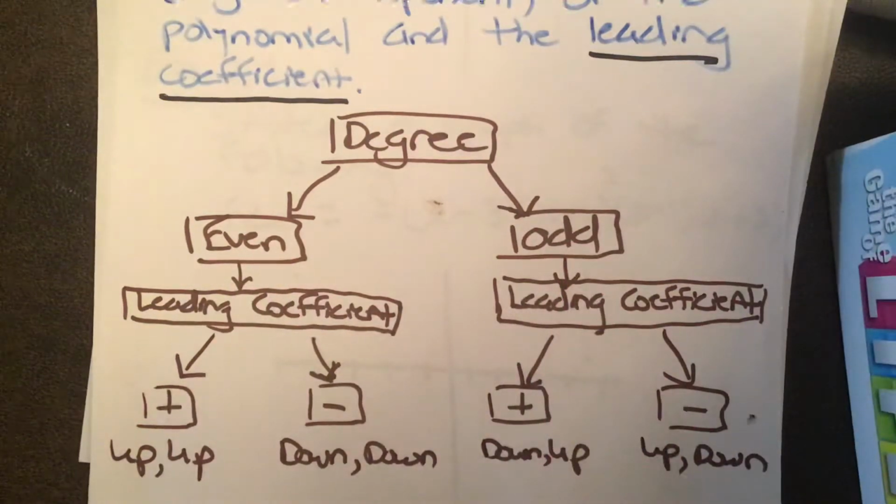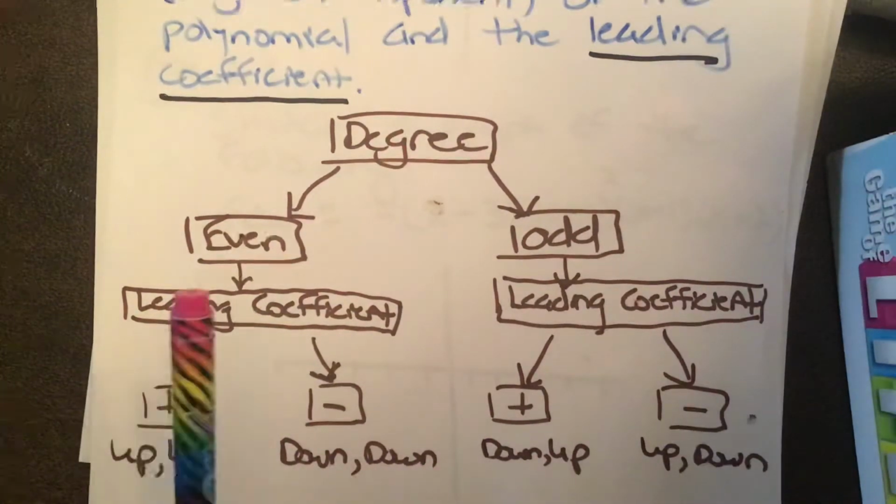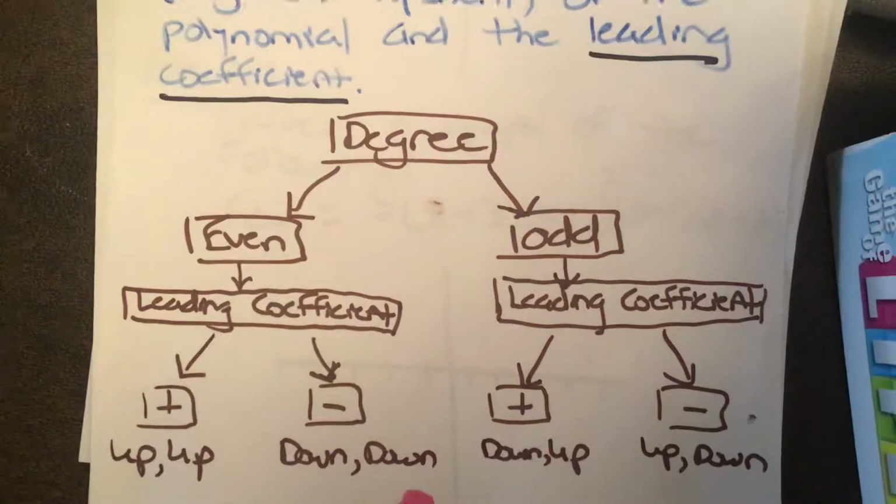So if the degree is even and the leading coefficient is positive, the end behavior is up, up. If the leading coefficient is negative, it's down, down. The suggestion I always gave for all the even degree ones is think of parabolas or quadratics, because that's an even degree and you already know what they look like. If the a is positive in a quadratic, it's up, up. If it's negative, it's down, down.